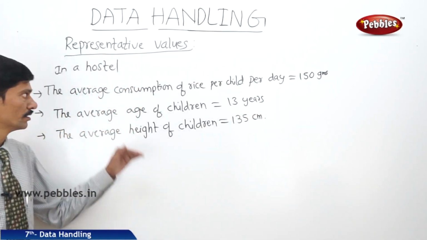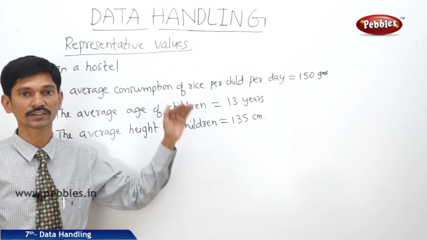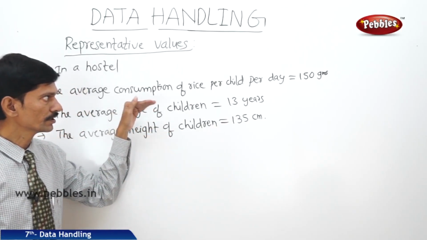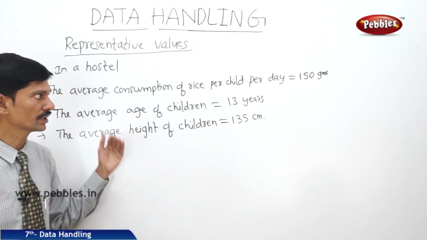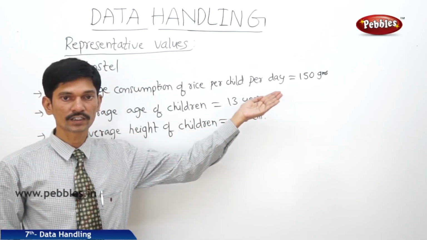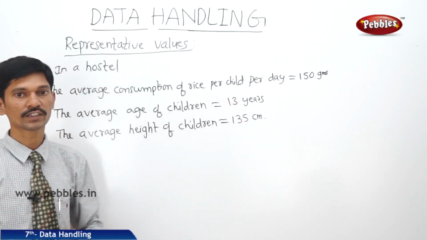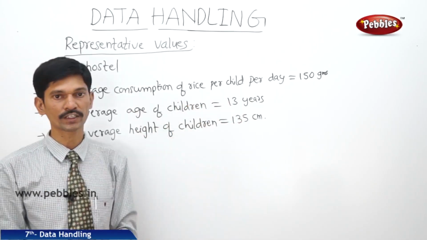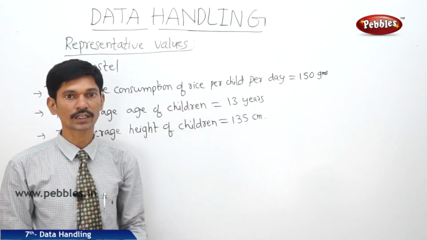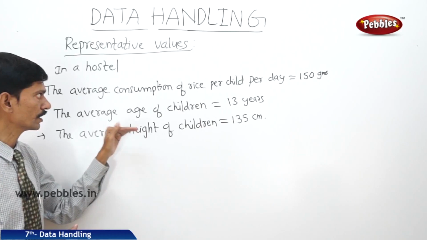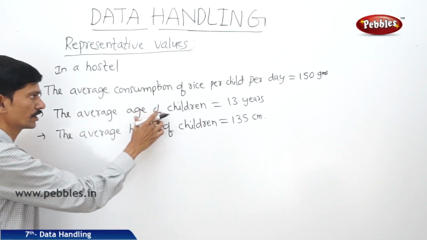Now in a hostel, for example, the average consumption of rice per child per day is 150 grams. It doesn't mean that every child in the hostel eats only 150 grams of rice, but some students may take more than 150 grams, and some students may take less than 150 grams. But here we can understand that on average each child takes 150 grams of rice per day, and so 150 grams gives us an idea of the average rice consumption of a child per day. Now the second, the average age of children is 13 years.